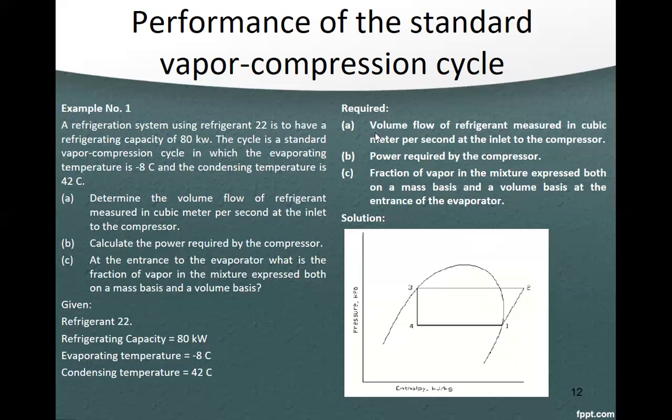Okay. So, required: A, the volume flow of refrigerant measured in cubic meter per second at the inlet of the compressor. B, power required by the compressor. C, fraction of vapor in the mixture expressed both on a mass basis and a volume basis at the entrance of the evaporator. So, ito yung core.